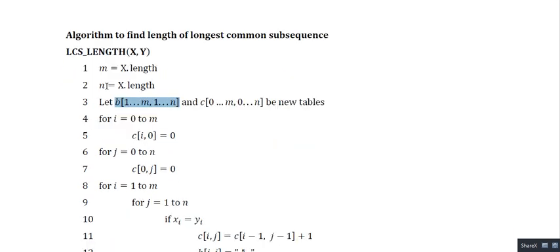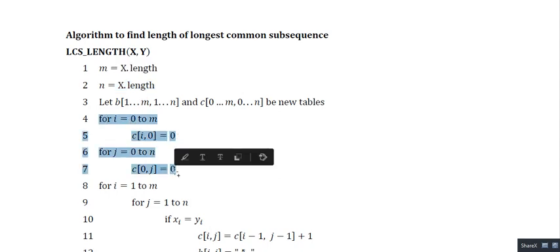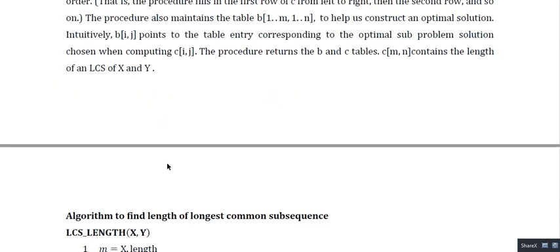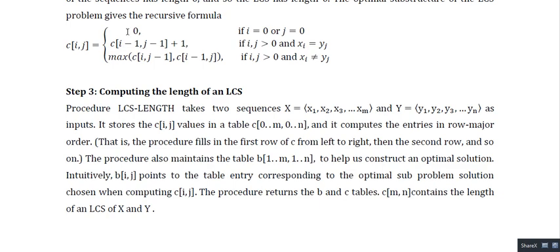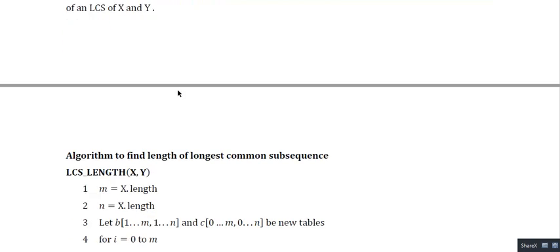So m is the length of the first sequence, n is the length of the second sequence. I already told you, if the first sequence is empty or the second sequence is empty, the length of the longest common subsequence, or LCS, will be 0. So these two statements. Now just see this recursive algorithm, as per which I am writing the program.